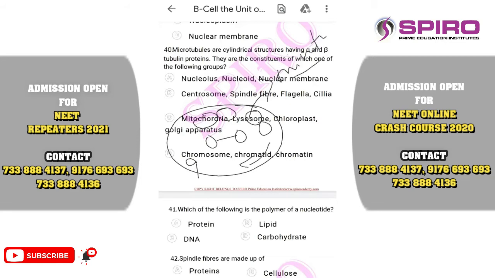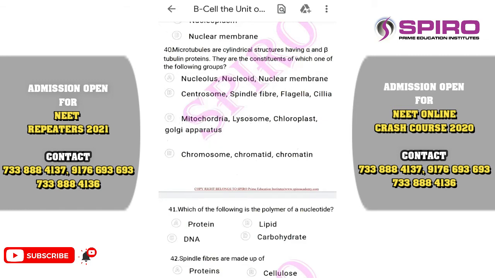It is made up of the tubulin protein, a microtubular structure. So flagella and cilia have this type of microtubular arrangement, which we call the 9+2 arrangement. Flagella have this. And also the spindle fibers. Yes, spindle fibers are made up of tubulin protein, which is nothing but microtubules. So it is also there.